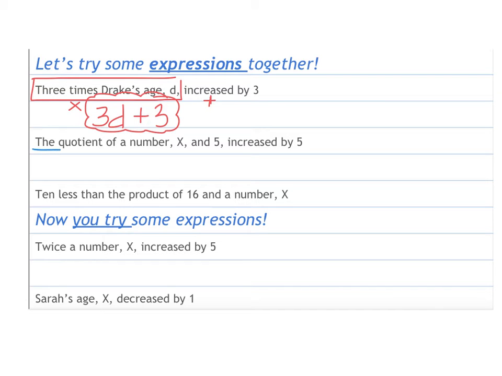So we have the quotient of a number x and 5 go together, because we're finding the quotient of those two together, and then afterwards we increase it by 5. So quotient, remember, means division, so I'm going to write it as x divided by 5. There's different ways that you could write it, but x divided by 5, then I increase it by 5. So it'd be x over 5 plus 5.